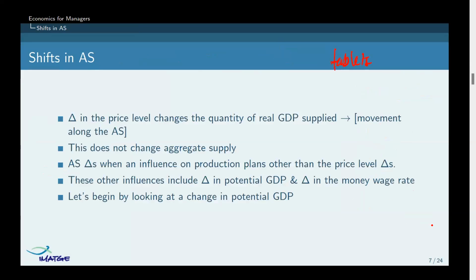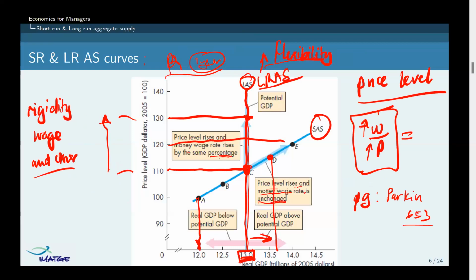So let's look at the shifts in the aggregate supply curves. We say a change in the price level changes the quantity of real GDP supplied, which is a movement along the aggregate supply. You need to be able to distinguish, just in a similar way where we looked at movement along a supply curve for a company. When you're looking now at the aggregate supply curve, changes in the price level will not cause a shift in what? In aggregate supply, but it will cause a movement along.